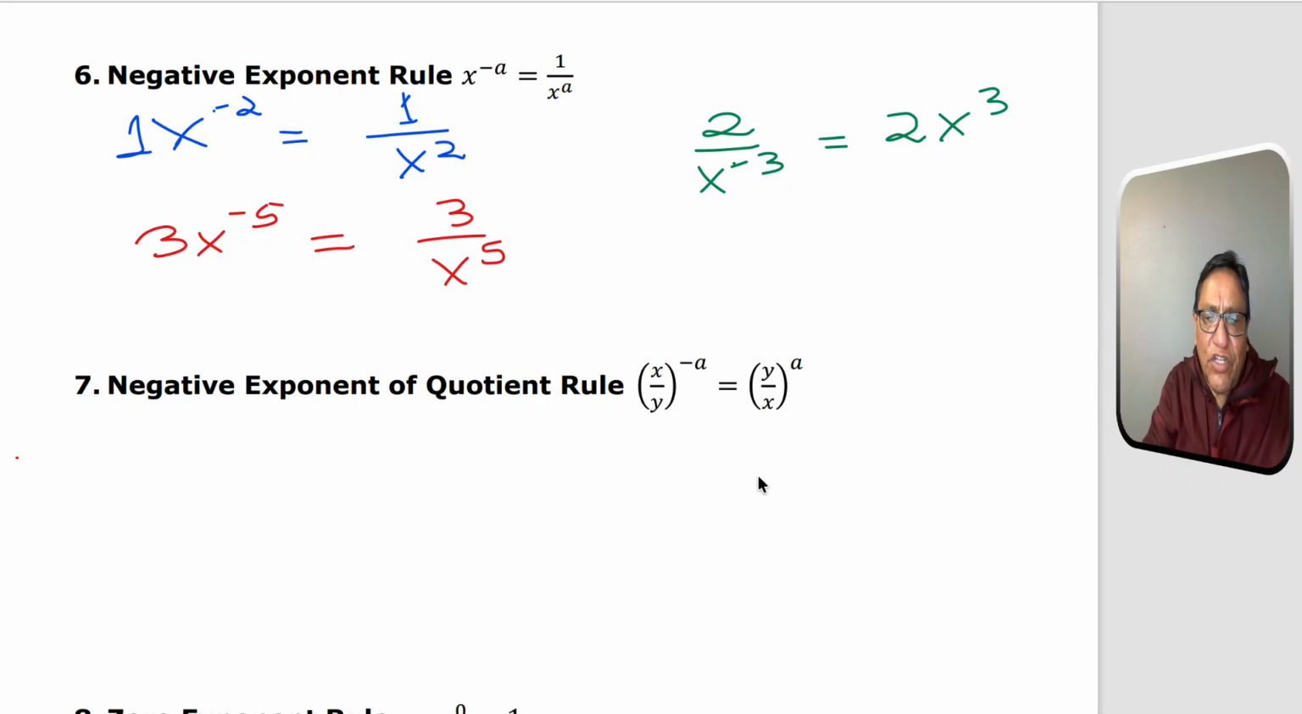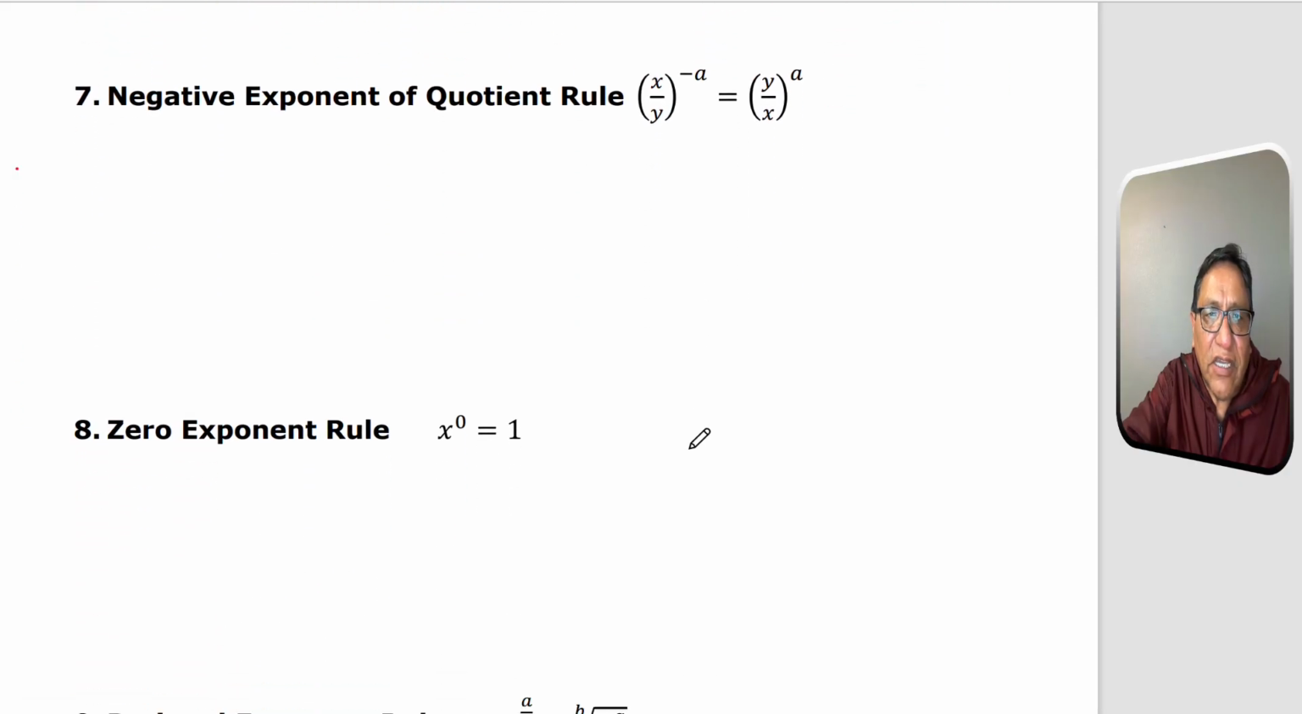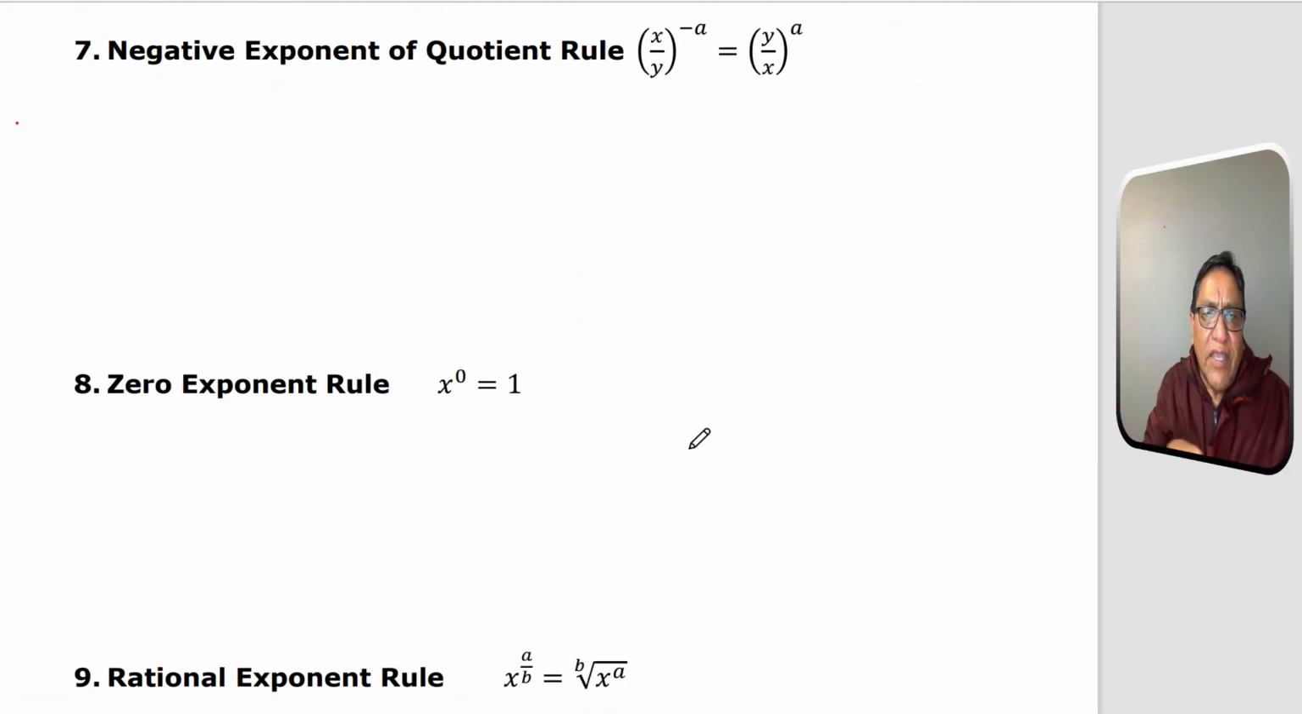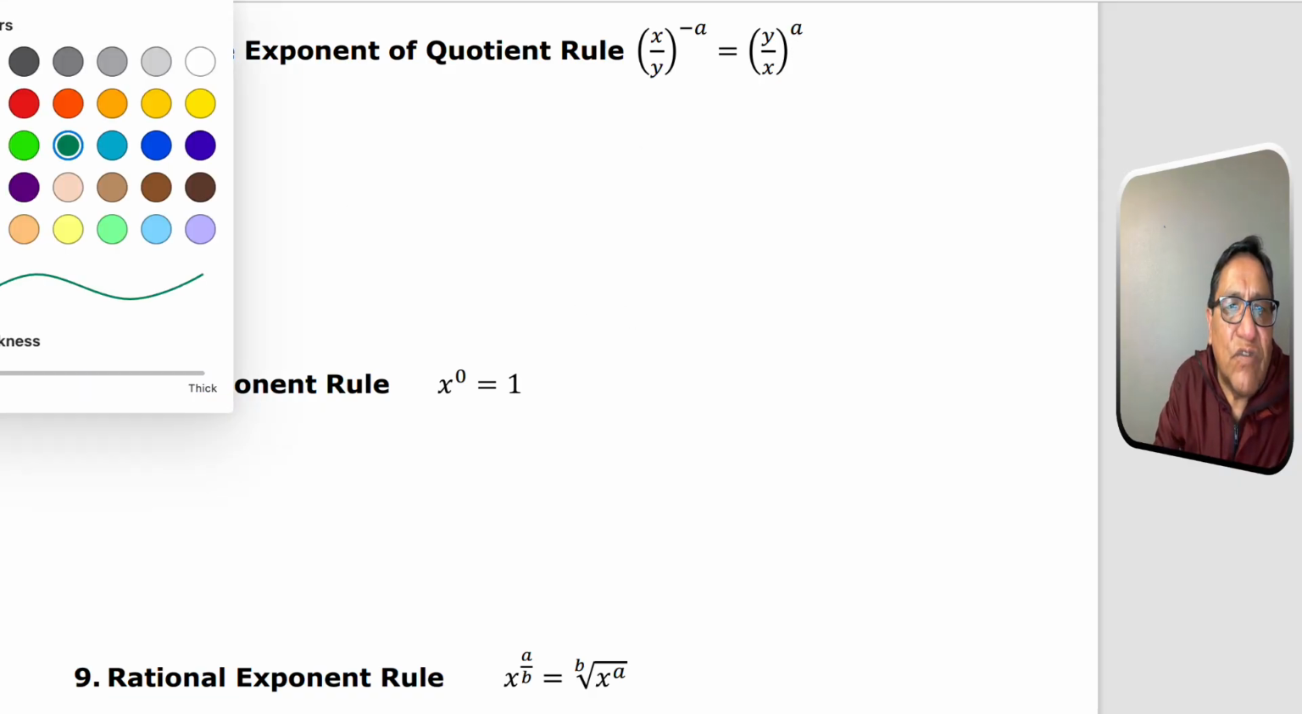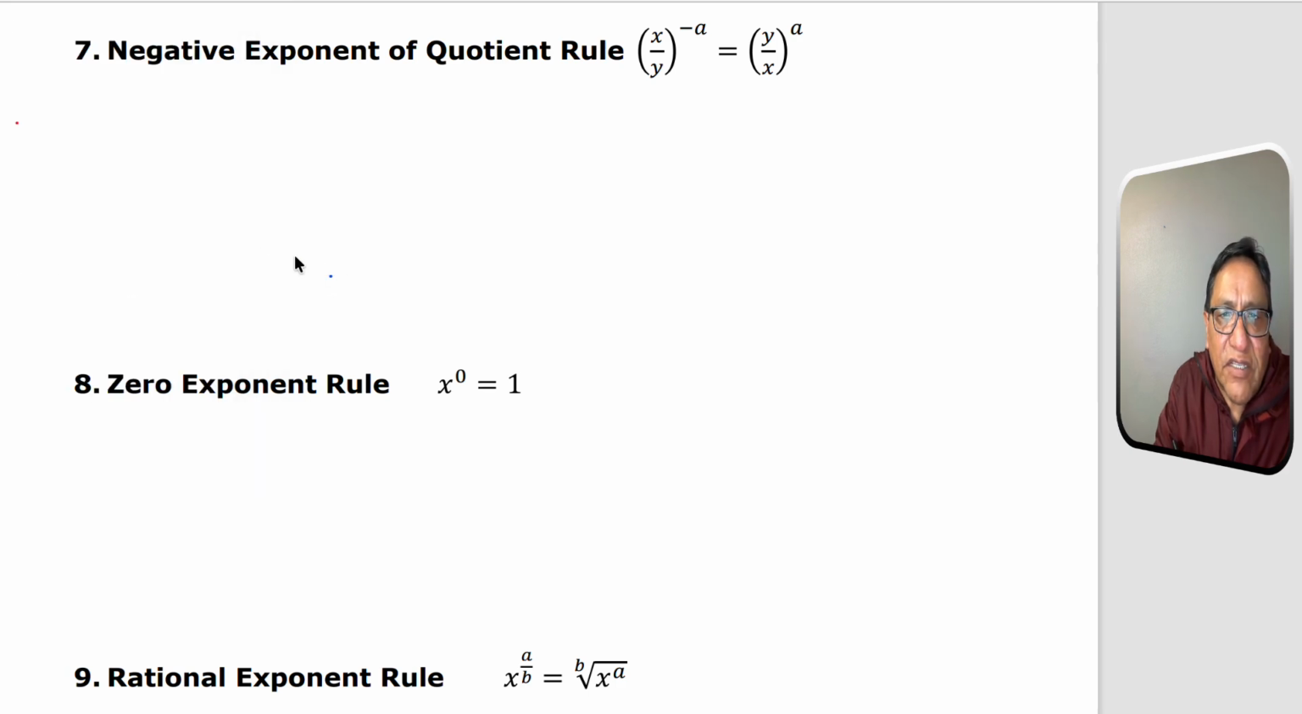We have another rule. We're going kind of quick. Rule 7, the negative exponent of a quotient rule. What does it mean? So we have x divided by y, to the power negative a, is the same as y over x to the positive power a. So in other words, let's do one example so that you can see it.